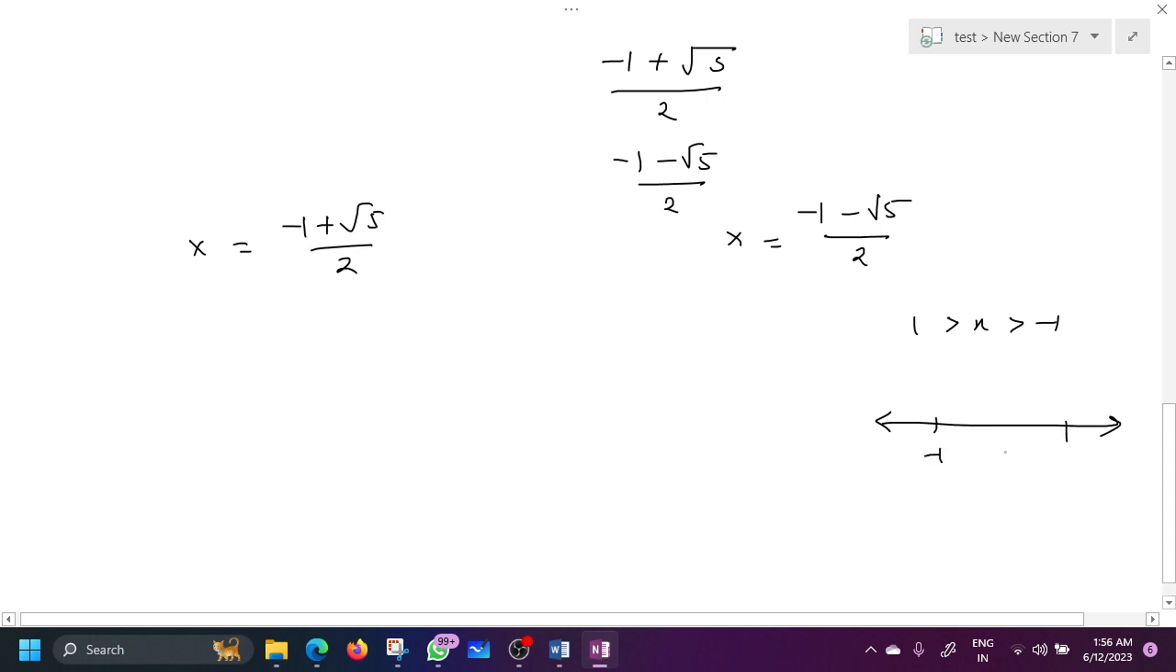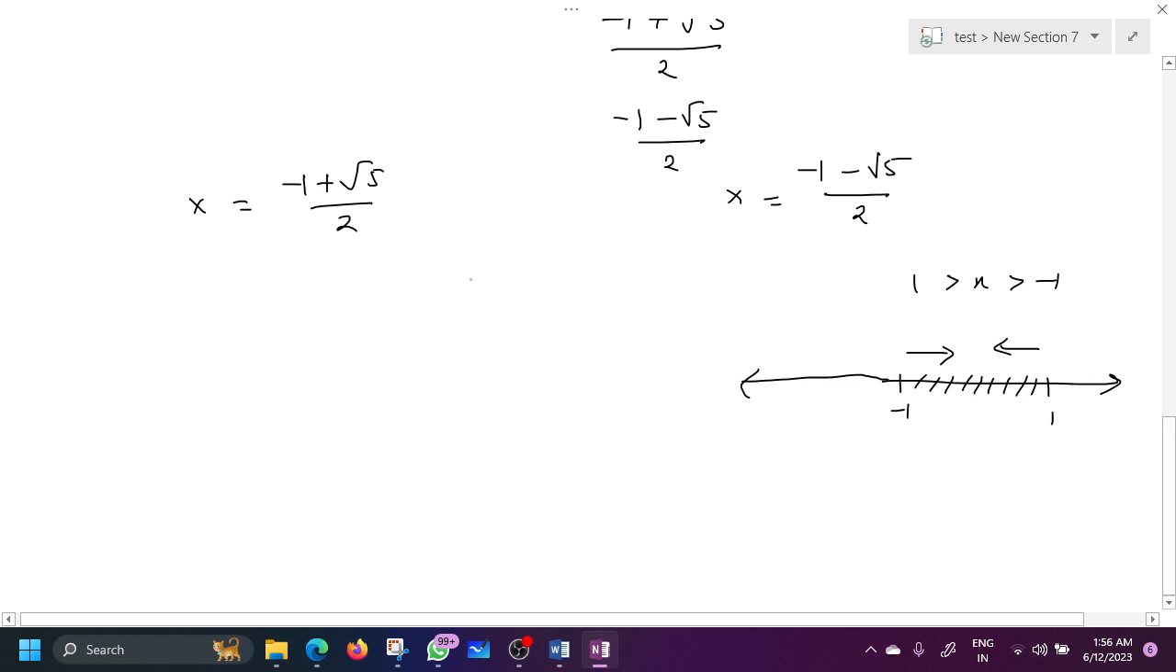Something which is greater than minus 1 here will obviously move this side, and something which is less than 1 will move this side. So we need values lying between these two barriers, boundaries, or you can say this interval, open interval minus 1 to 1.